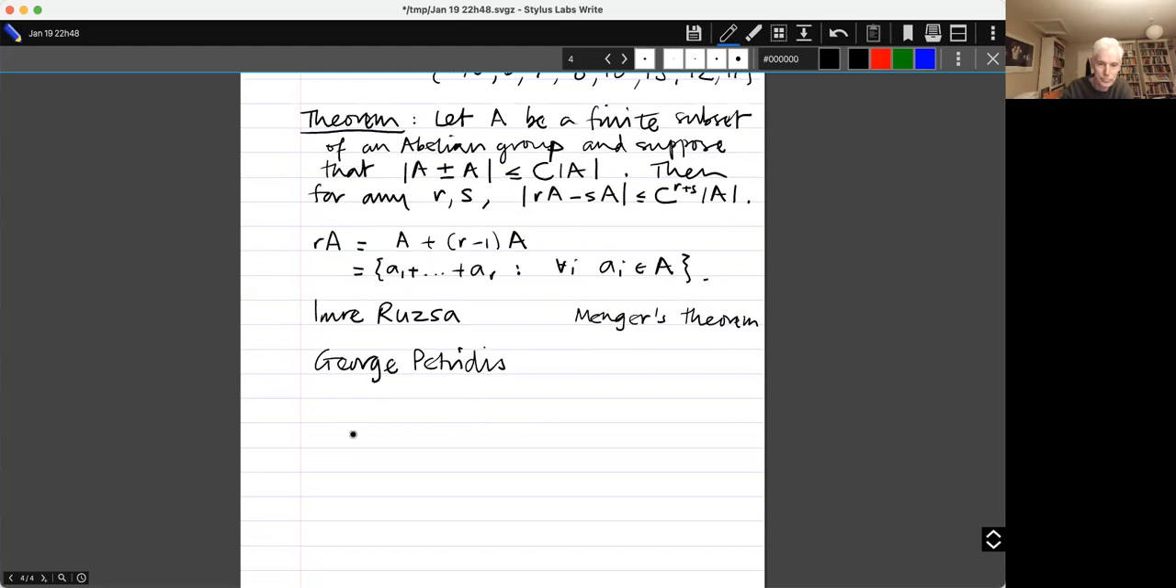So the main contribution of George Petridis was the following lemma, after which the remaining steps that I'll show you, there are a few steps after that, but those were reasonably well-known steps that I think were present in Ruzsa's argument, or similar types of arguments were present. So Petridis' lemma says the following.